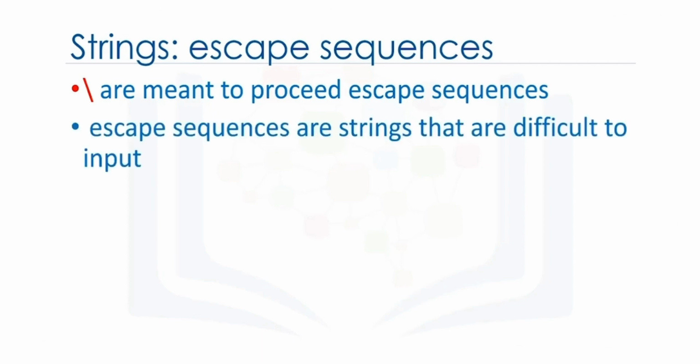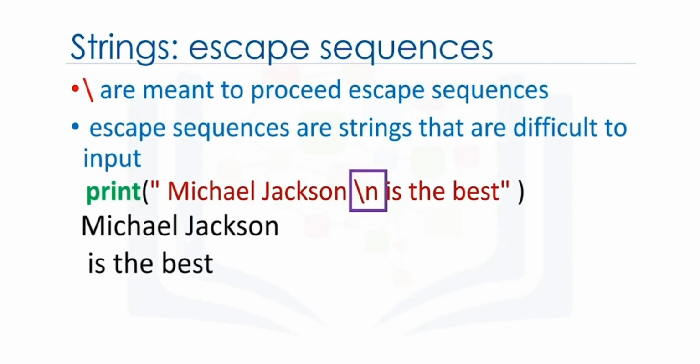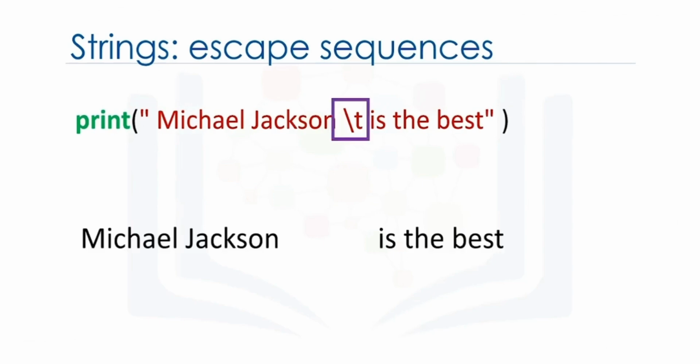Escape sequences represent strings that may be difficult to input. For example, \n represents a new line. The output is given by a new line after the \n is encountered. Similarly, \t represents a tab. The output is given by a tab where the \t is.